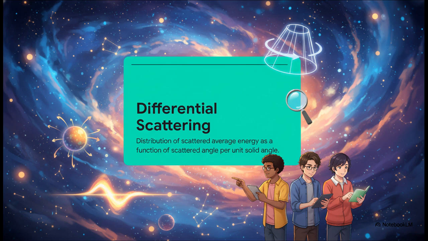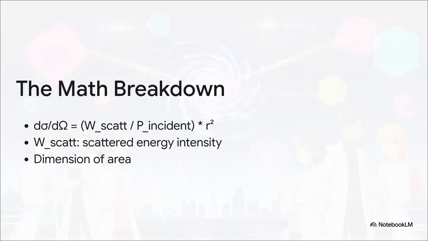Okay, I know, that is a total mouthful, but essentially, it's really just a precise way to measure how the energy hitting a particle gets distributed and scattered across different angles in space. To really nail this and guarantee full marks, we've got to back it up with the math. The formula is dσ/dΩ equals W_scat divided by P_incident, all multiplied by r squared.